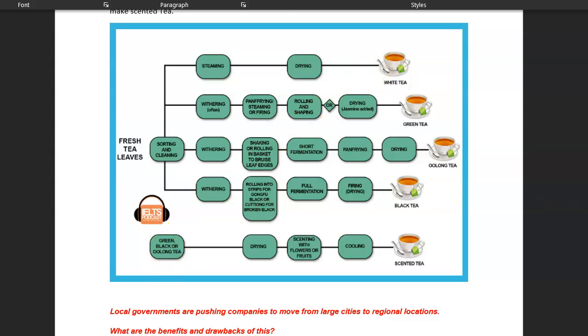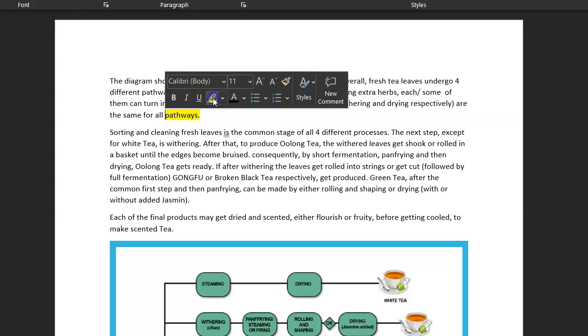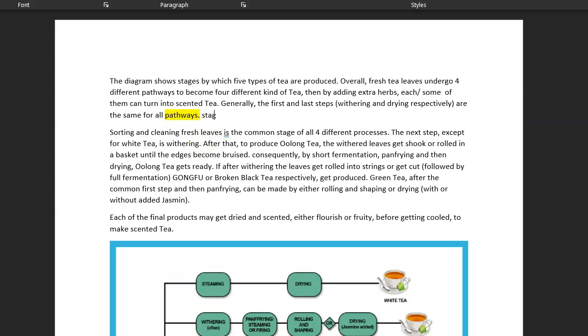So here, just to be really accurate, I would say rather than each of them, some of them can be turned into scented tea. Good. Generally, the first and last steps are the same for all pathways. Good. Really, really nice. Instead of repeating pathways, which is a good word, I would use stages or steps. Oh, you've got steps. Stages or phases is quite a nice one, because sometimes we're just looking for more vocabulary, aren't we? So maybe just make a note of those.